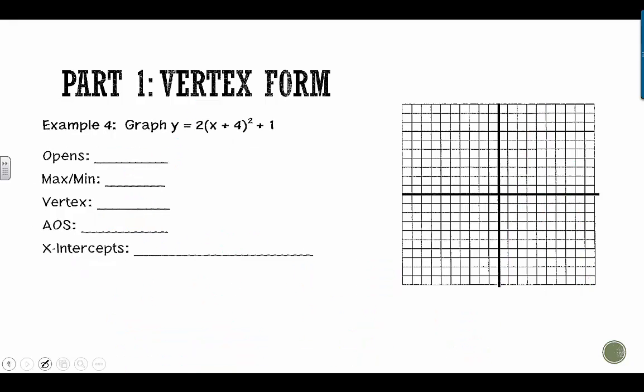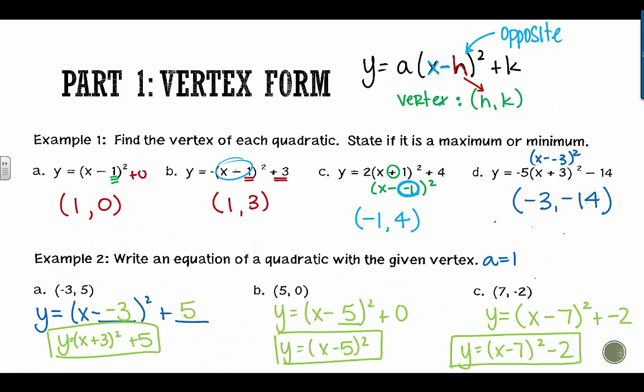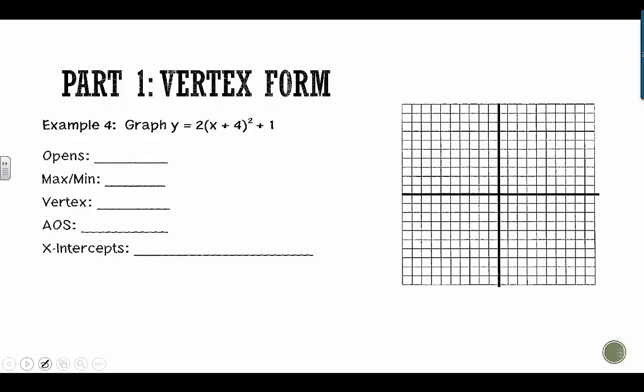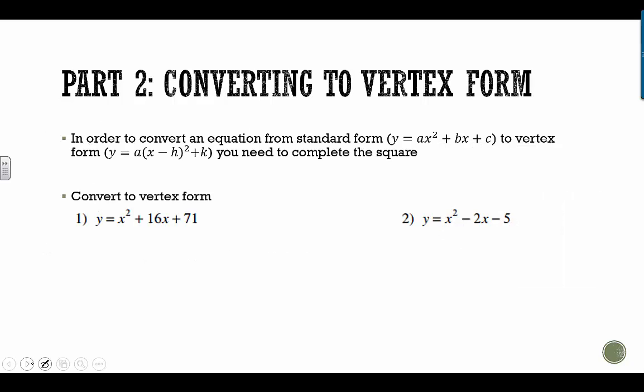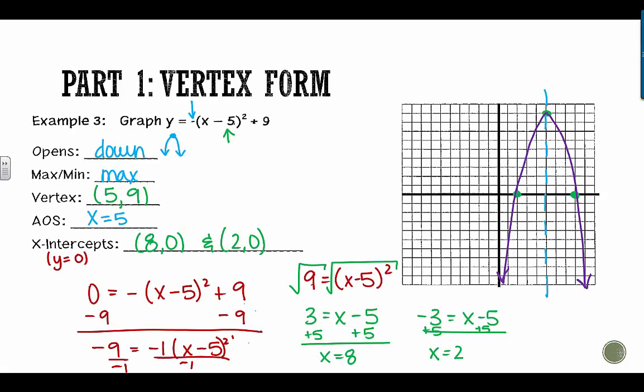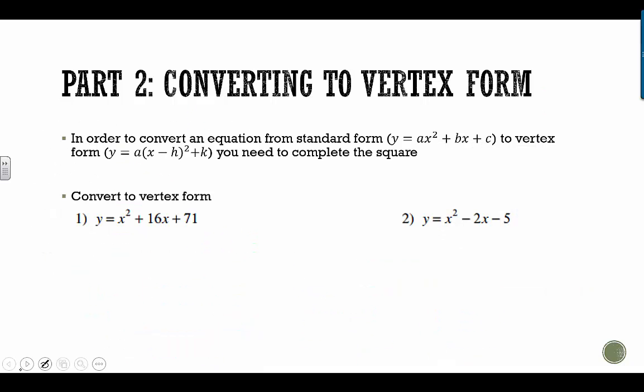So now that we know how to find the vertex, how to write an equation with the vertex, and how to graph it, we're going to learn how to convert something into vertex form. In order to convert something from standard form into vertex form, we have to complete the square. Because if you notice in both of these, this one that we didn't do and this one here, we have a perfect square in here, and that's how it's in vertex form. So that's what we need to do with this.